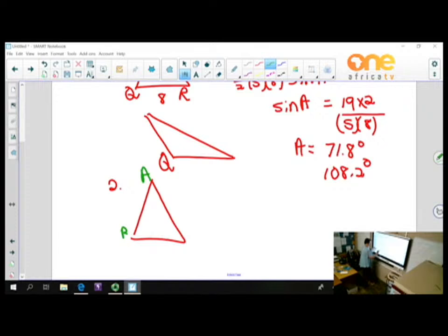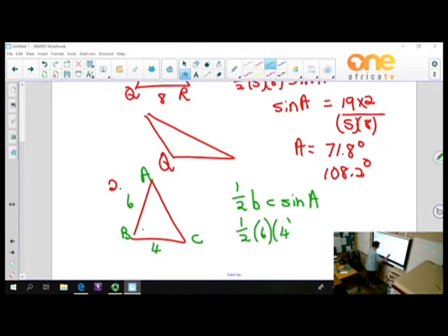ABC, and BC is 4, AB is 6, the area is 11, and we have to find B. Can you see? We have to find that included angle. So the formula is half BC sine A. So it is then a half of 6 times 4 sine A.